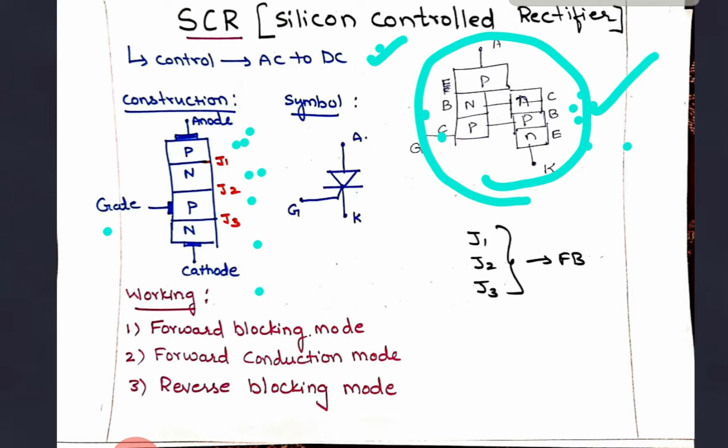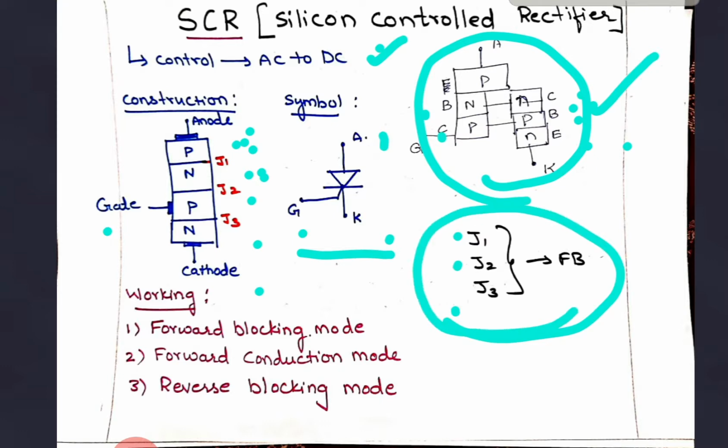Now, we have three junctions: the junction between P and N, the junction between N and P, and the junction between P and N. The first junction is J1, the second is J2 and the third is J3. The symbol of the silicon controlled rectifier is the same as a diode, but you have an extra terminal, that is the gate. For an SCR to conduct, junctions J1, J2, J3 should be forward biased, then only will the SCR conduct. This is the basic condition for an SCR to conduct.